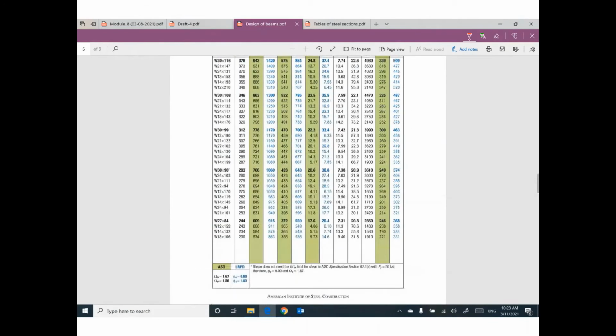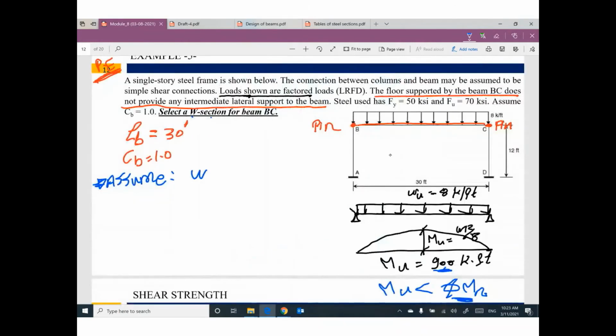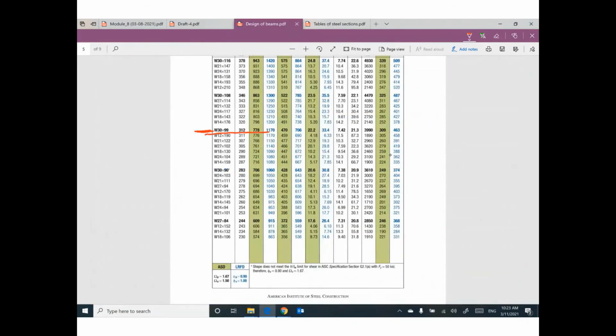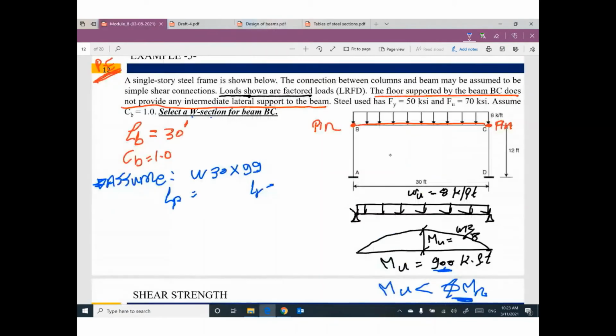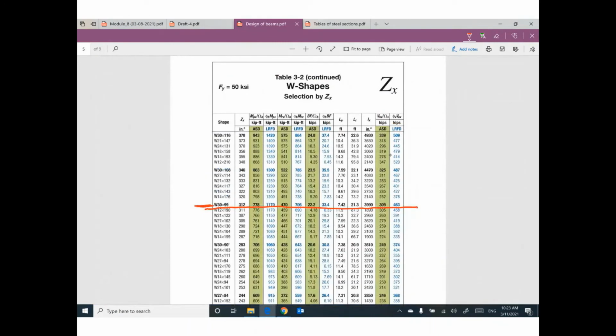Probably we can choose something from here. Okay, let's start with this one. We need to assume and then check. W30 times 99. Okay, assume W30 times 99. What is the value of LP? What is the value of LR? Let's see. Value of LP equal 7.42. What is the value of LR? 21.3.